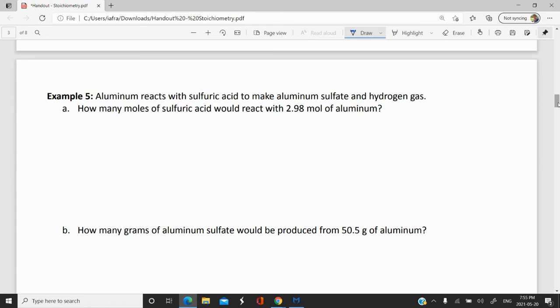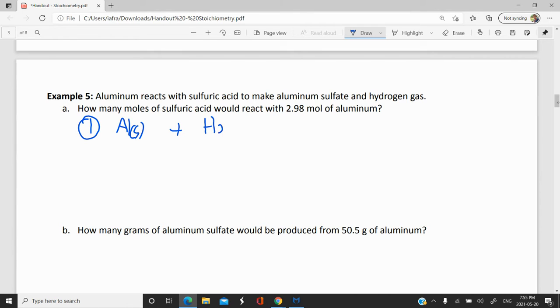So we have aluminum reacts with sulfuric acid to make aluminum sulfate and hydrogen gas. How many moles of sulfuric acid would react with 2.98 moles of aluminum? So let's first of all write out a balanced equation. So we have aluminum, that's solid because a metal at room temperature is typically solid, reacting with sulfuric acid.